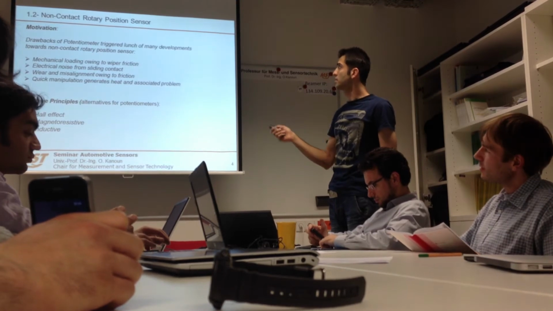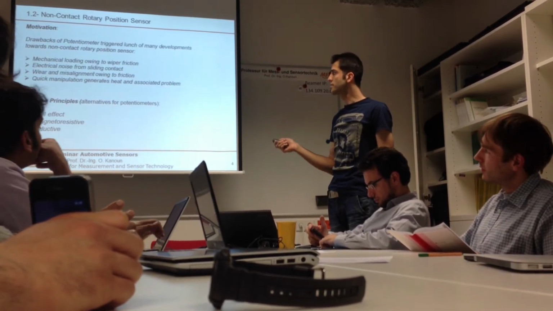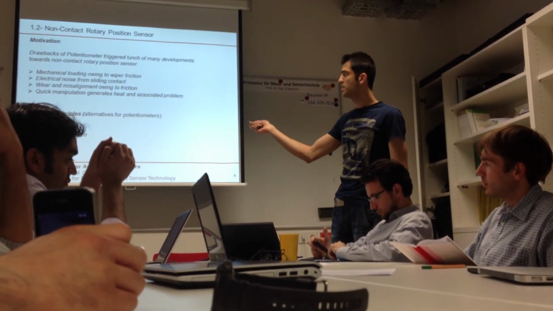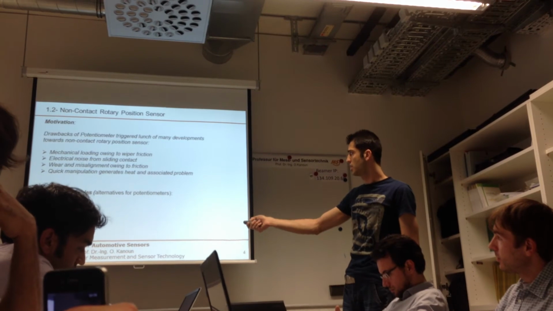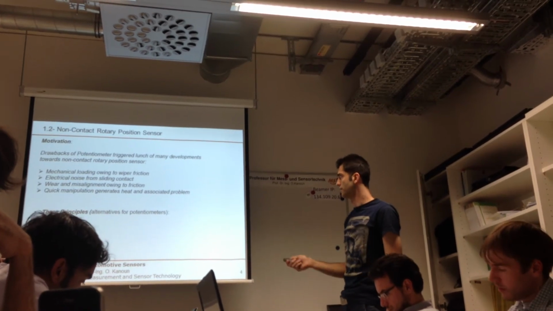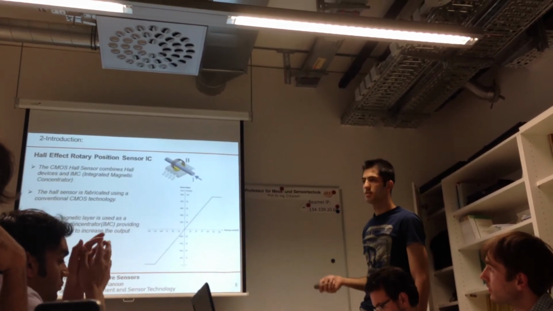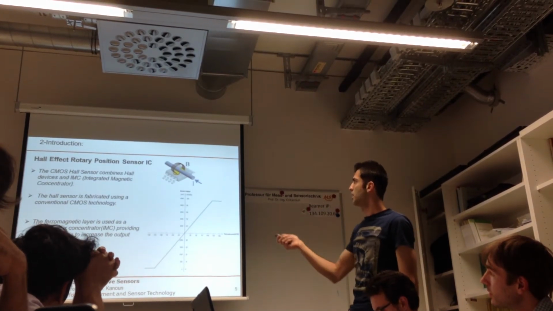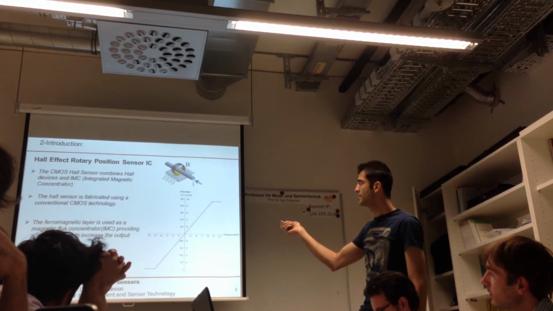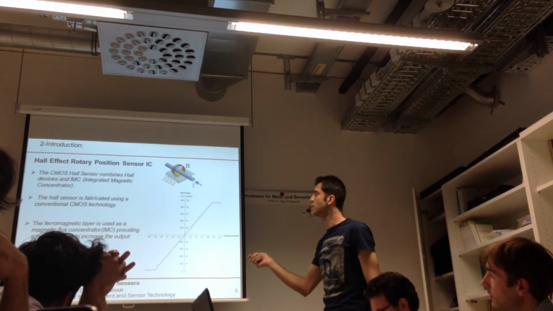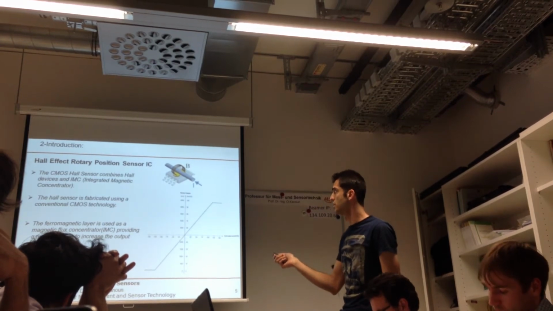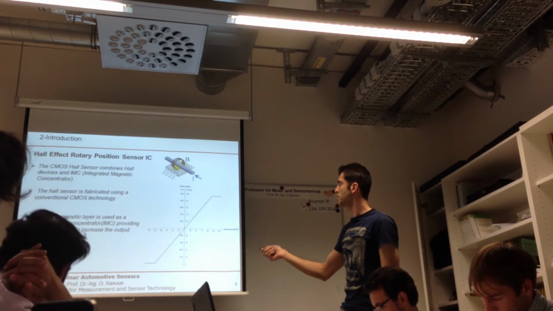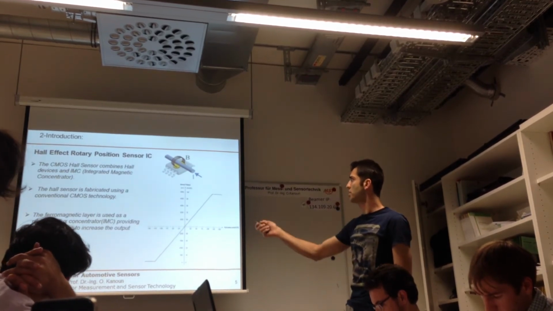For non-contact rotary position sensors, we can use three principles: Hall effect, magnetoresistive, and inductive. I've been interested in Hall effect, and I'm going to go through the details of Hall effect. First of all, I would like to mention some facts about such a sensor. As I mentioned, the Hall effect rotary position sensor IC is a very specific kind of non-contact rotary position sensor. Such an IC is manufactured with CMOS technology, and it can be thinner and thinner and miniaturized.